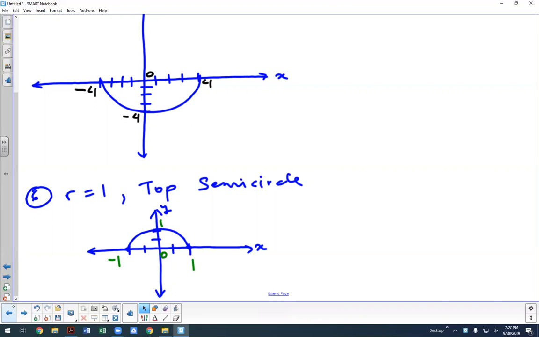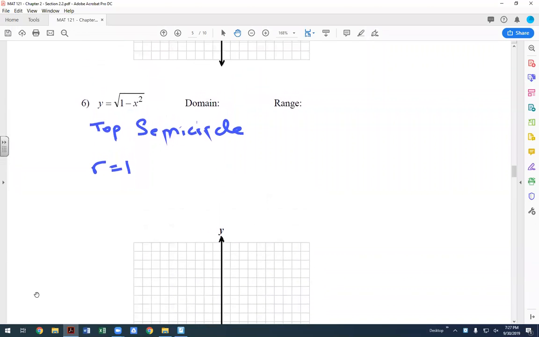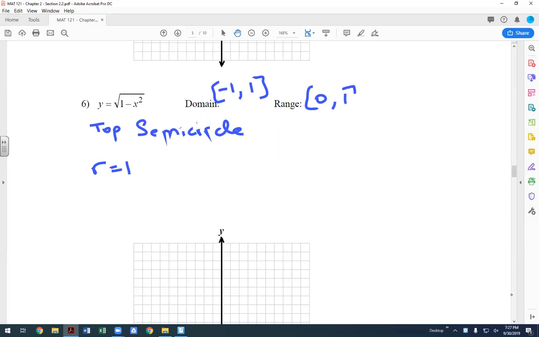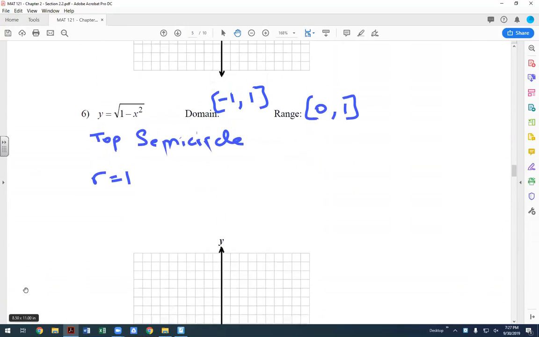Domain and range for number 6. 1, -1. Or oh wait, switch it. -1. So smaller number first, right? Oh yeah. So you will go from -1 to 1. But what will our range be? Because now this guy is a top semicircle. 0. Yeah, it's going to be 0 to 1 because we always write the smaller number first and then the larger number. So 0 to 1. I think that's it for semicircles.